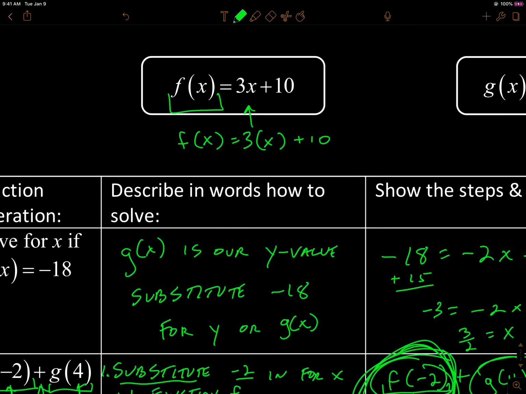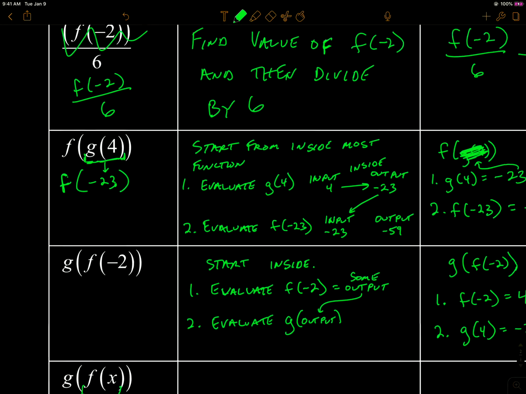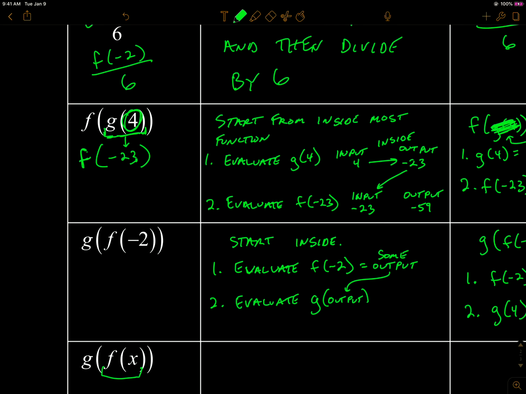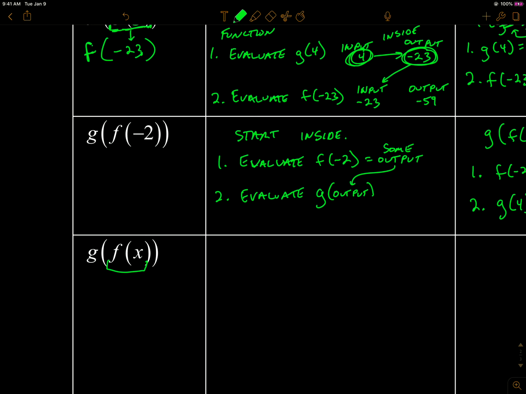So you could look at it as we already know the function f of x is equal to 3x plus 10. Another interesting thing to note: when your input is a number, your output is a number, like here and here. When your input is a letter or a variable, your output will not be a number. It will have a variable or a letter in it. It will be an expression. So this means put the entire function f of x in for x.